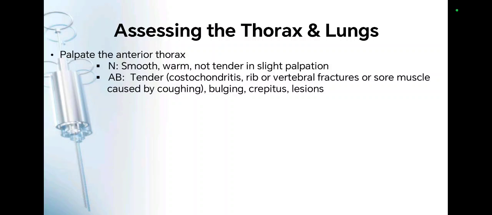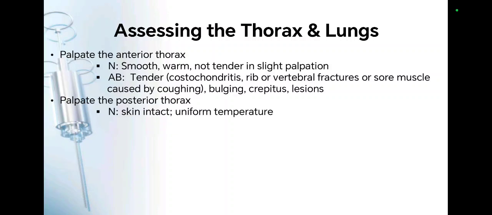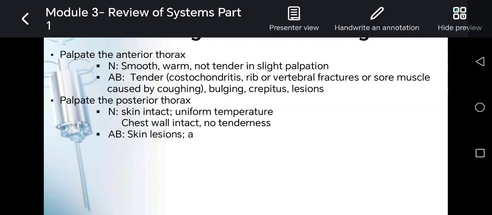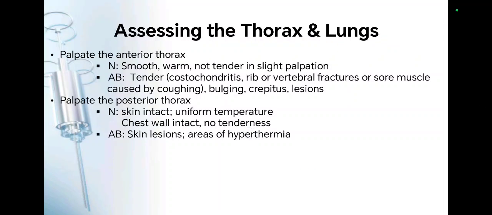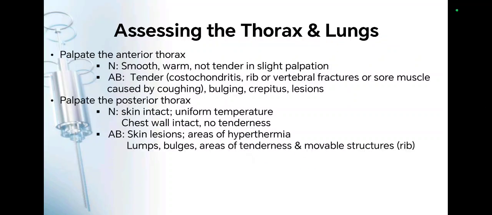Okay, so abnormalities: tenderness, chondritis. We have rib or vertebral fractures or sore muscles caused by coughing, bulging, crepitus, or lesions. Palpate also the posterior thorax. It should be intact with uniform temperature. The chest wall is intact with no tenderness. Check for any skin lesions or areas of hyperthermia, lumps, bulges, areas of tenderness, and movable ribs.